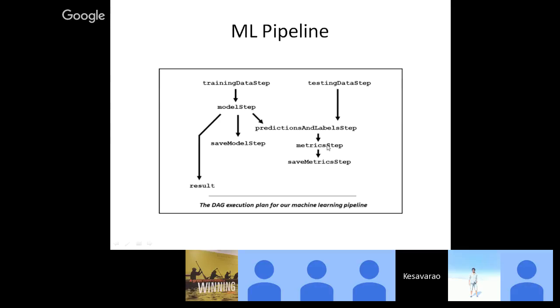And then you can create metrics out of it, and then save the metrics. The same thing happens using the test data in the pipeline. But the first one is to help create the model and use that model for validation.